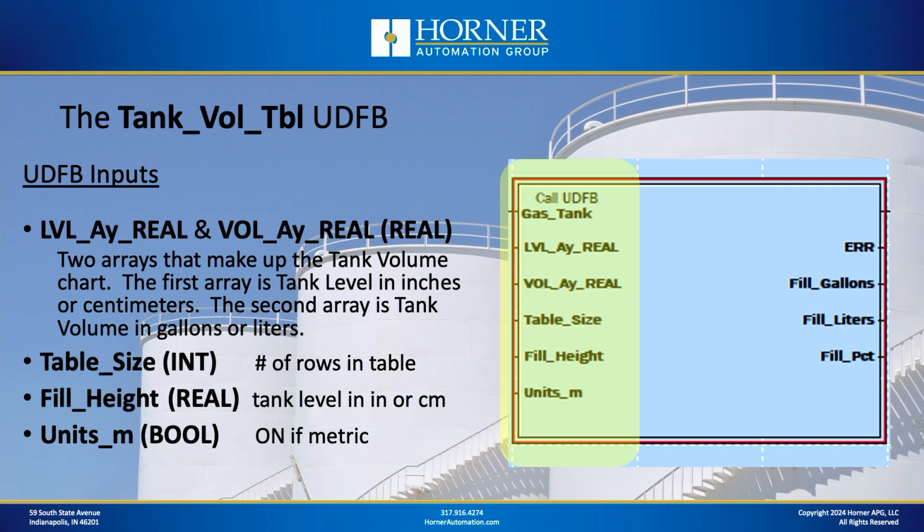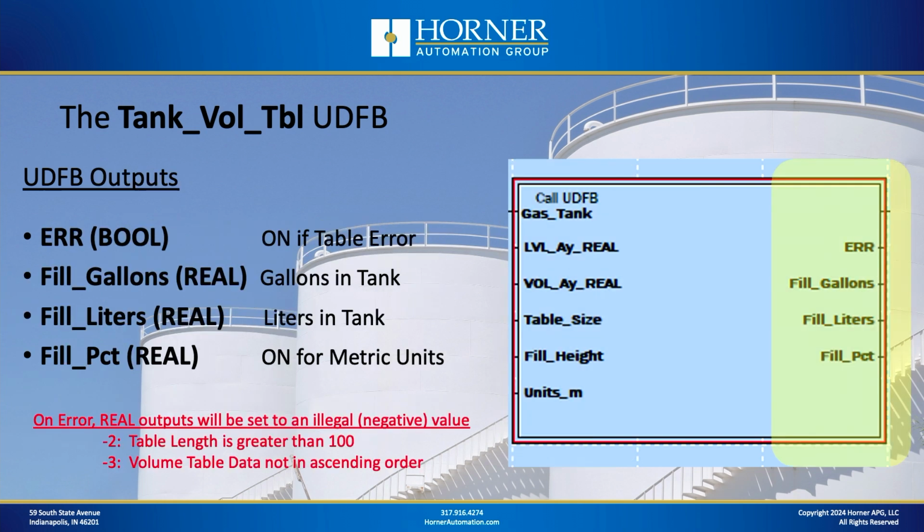If it's off, it means your table is in imperial units. Okay, so metric being, of course, probably centimeters and liters, and imperial meaning not metric, that it would be in inches or gallons. Okay, let's look at the output side of things.